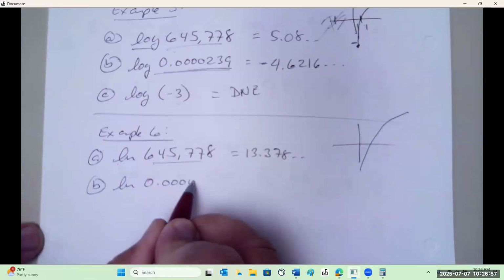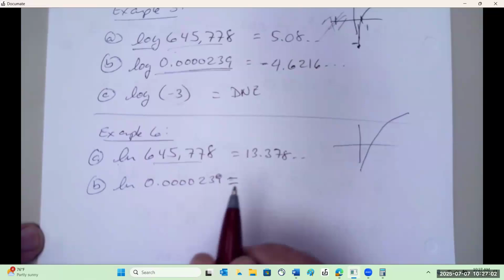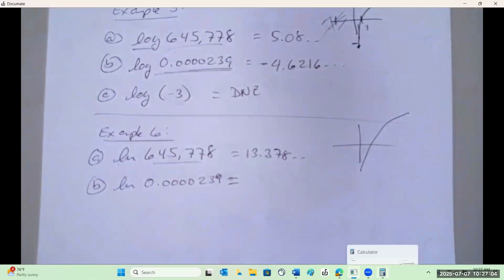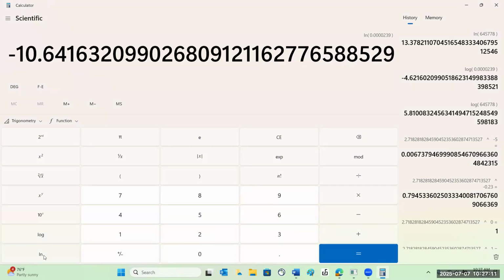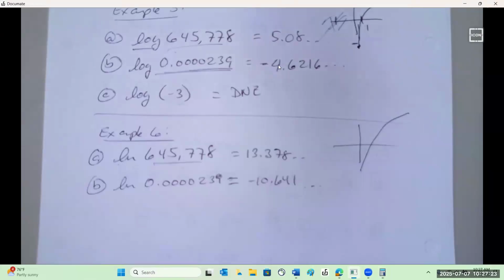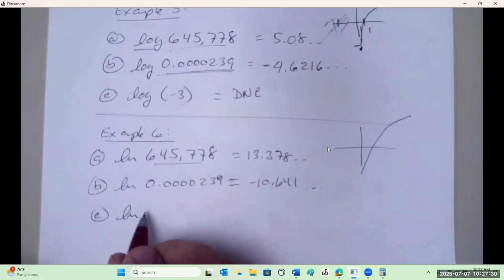Now 0.000239. Point 1234239. Go to ln. This one's -10. Again, the other one is -4. It's -10. What do you think is going to happen to this next one? ln of -5.